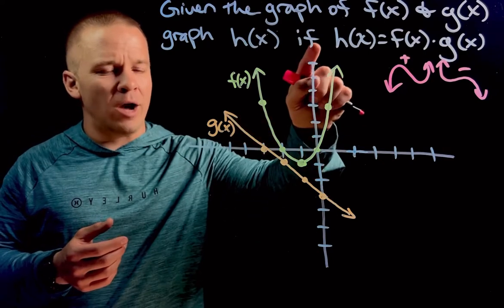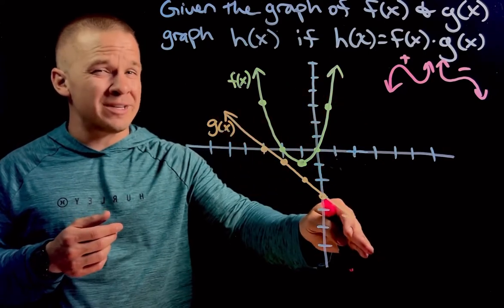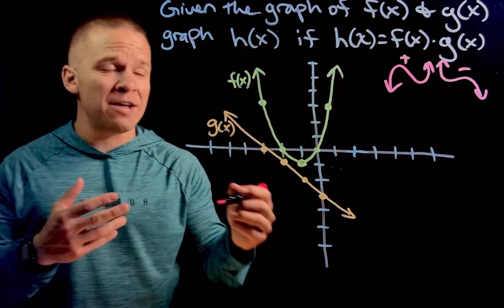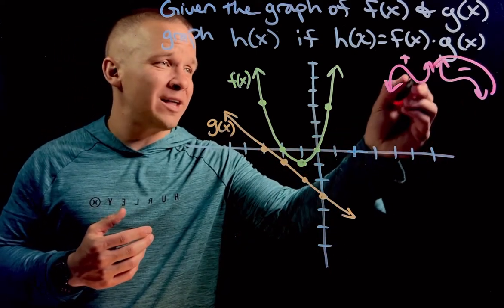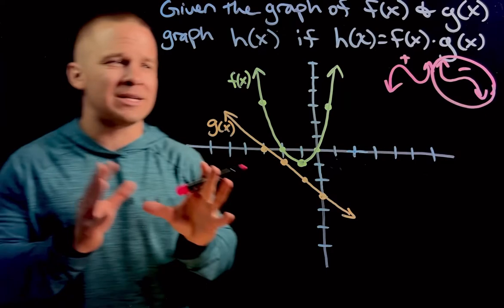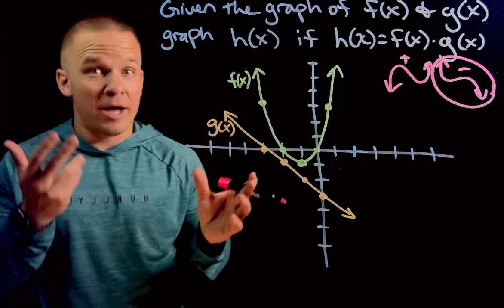This is a positive quadratic, but this g of x is sloping down and to the right, so that's a negative linear. So we're looking at something like this, okay? So we're putting some pieces together. It's going to look something like that. How the heck is it going to look like that?